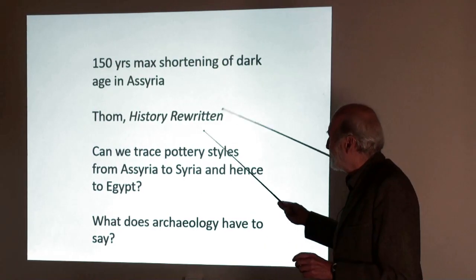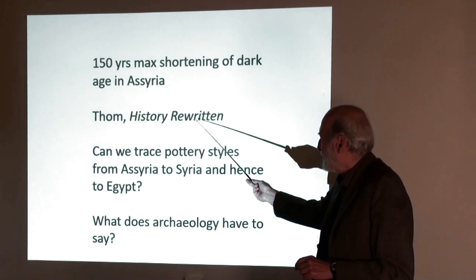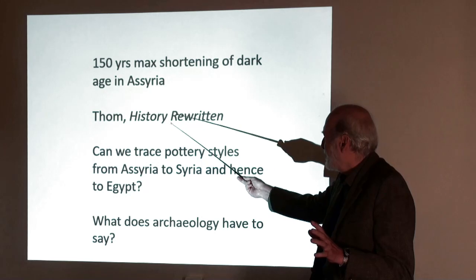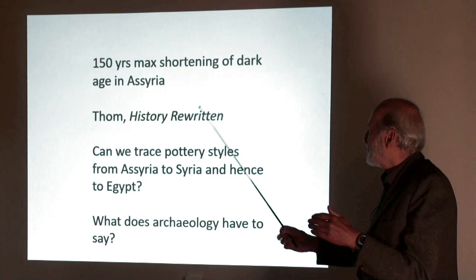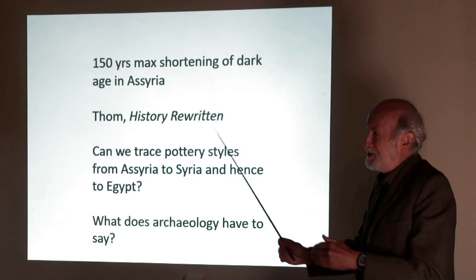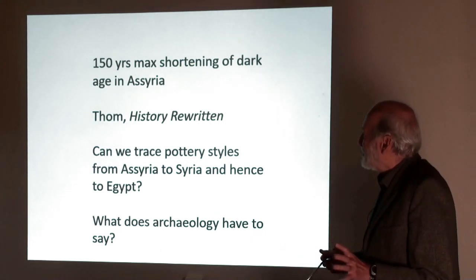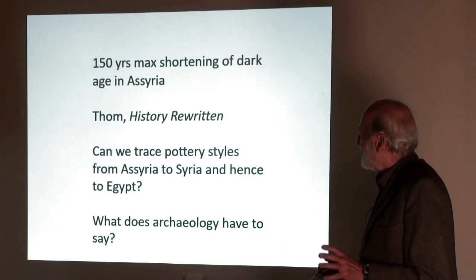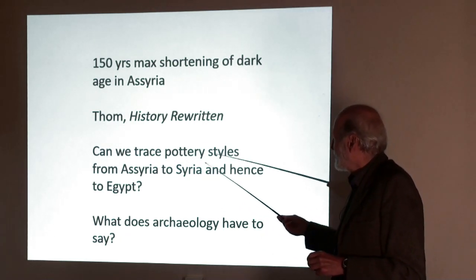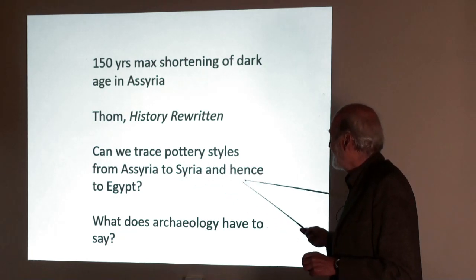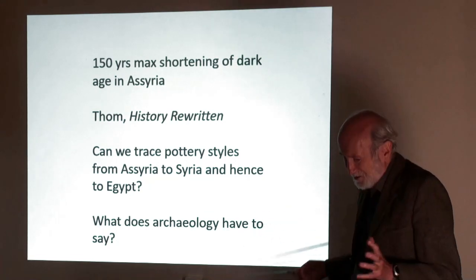Now, some of you may remember Tom, who gave a talk here a few years ago, and his book History Rewritten. Well, he simply downdated everything by 150 years, so all the links still matched up. But anyway, most of us, I think, would like a bigger reduction than just 150 years. So I tried to trace pottery styles from Assyria to Syria and hence to Egypt, and to see what the archaeology has to say.